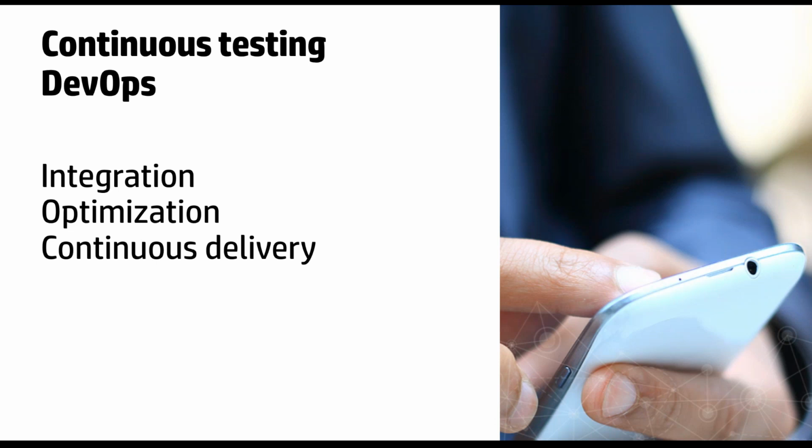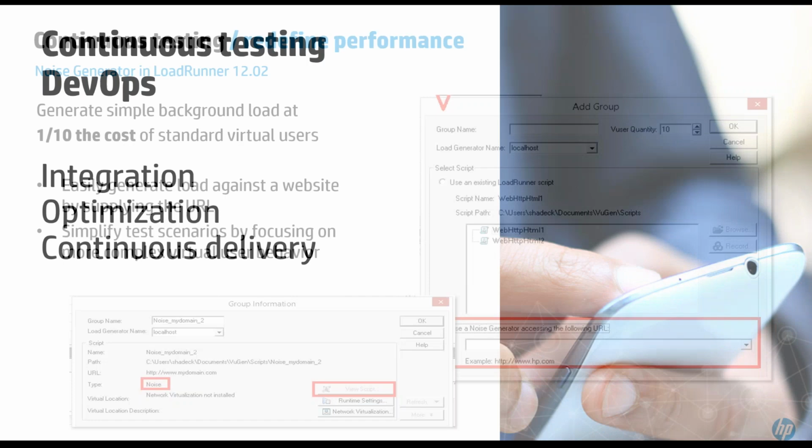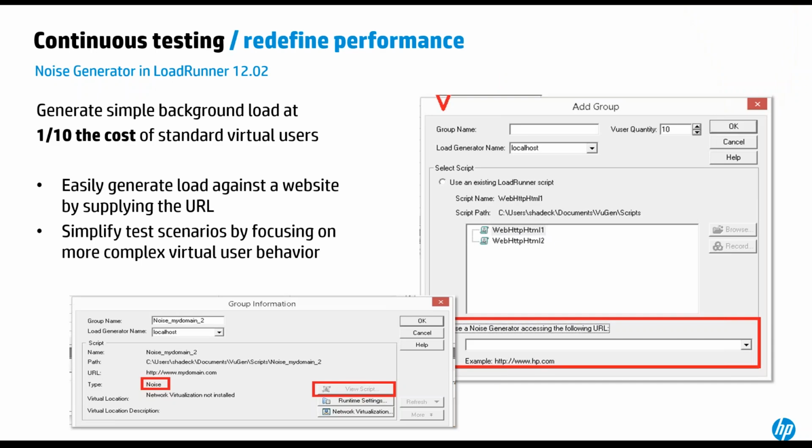Another feature that we've added in this area in 12.02 in LoadRunner is the noise generator. Now, we've heard from a number of customers over the years that, wouldn't it be great if I could just throw a simple load at my application while I'm also creating these complex business processes that I'm interested in. And we know that a large percentage in some cases of users are just hitting the base URL of your application. So we wanted to be able to provide that capability in LoadRunner without a significant cost to generate the loads.